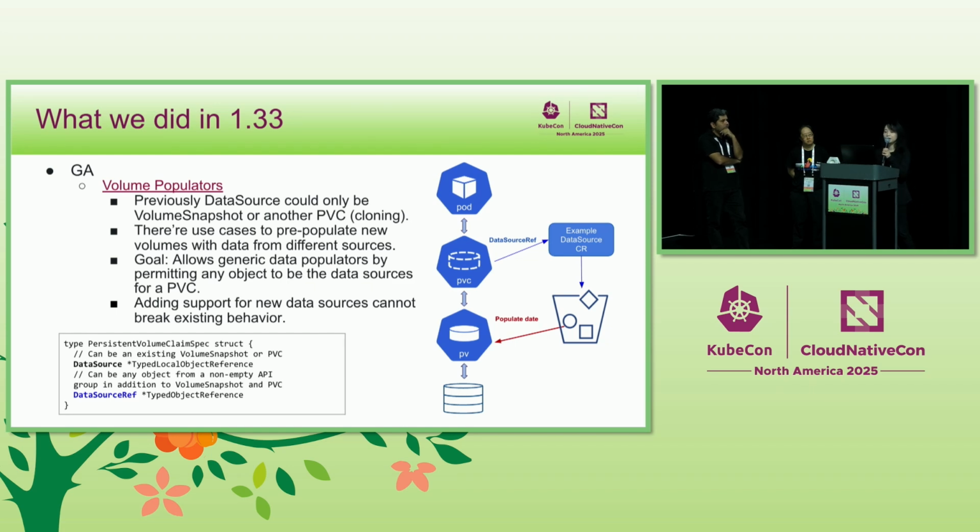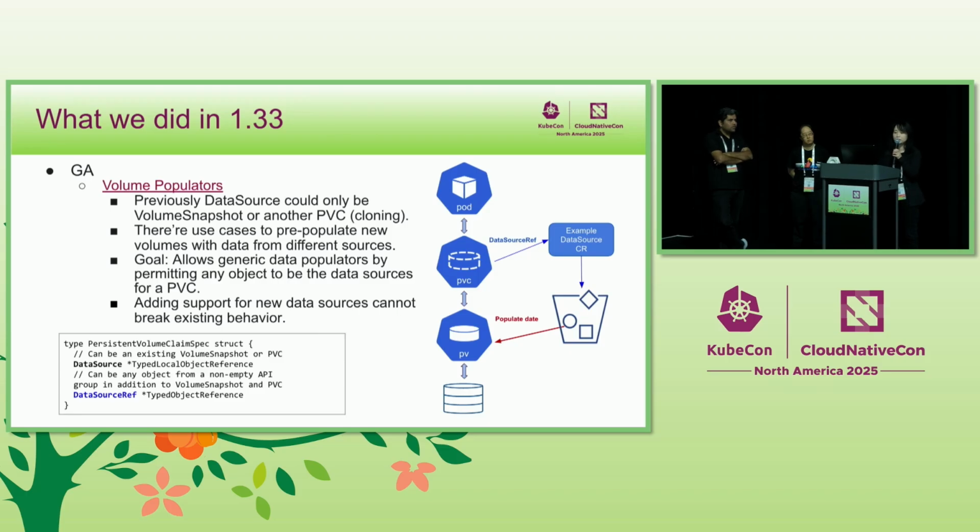For example, during a backup, you first create a volume snapshot from a PVC. You upload that snapshot data to an object store. Then at the restore time, you want to be able to create a PVC from this backup. So this backup will be another external data source that is not a PVC or a volume snapshot.